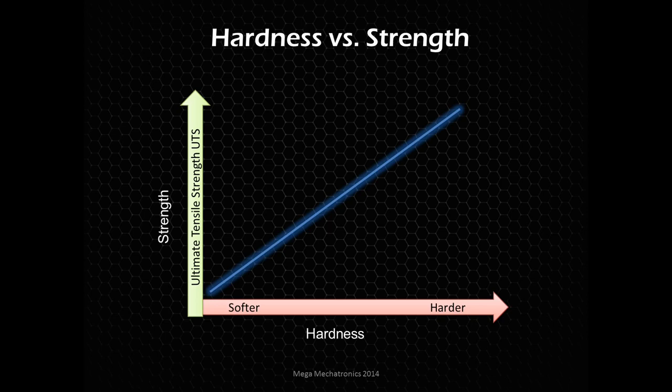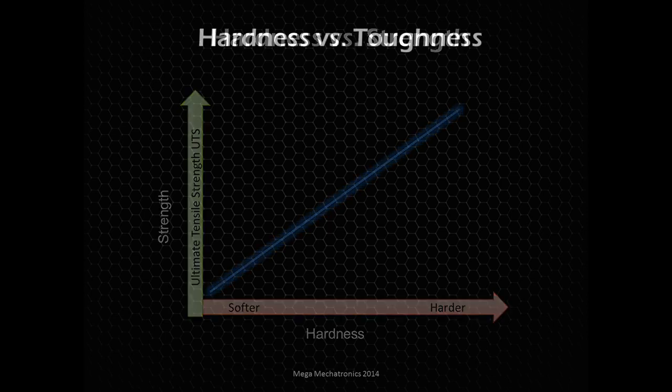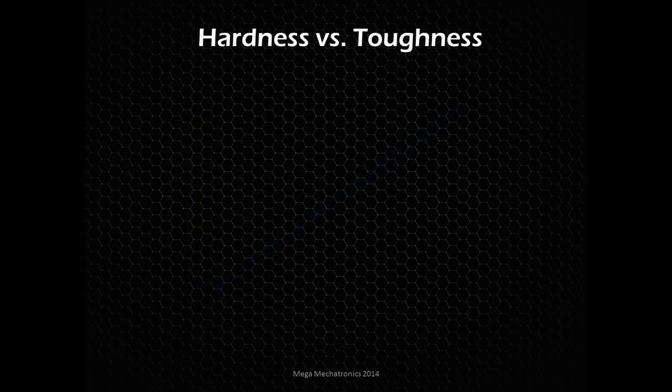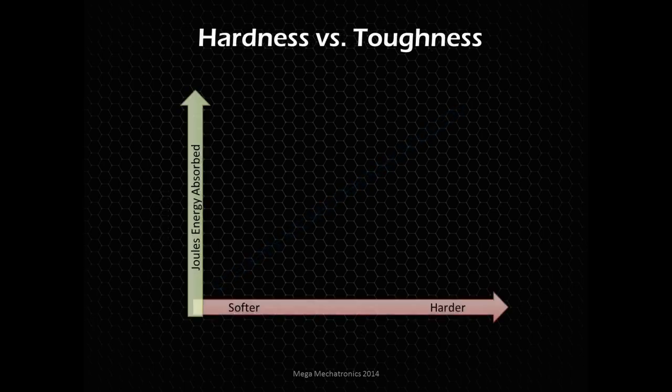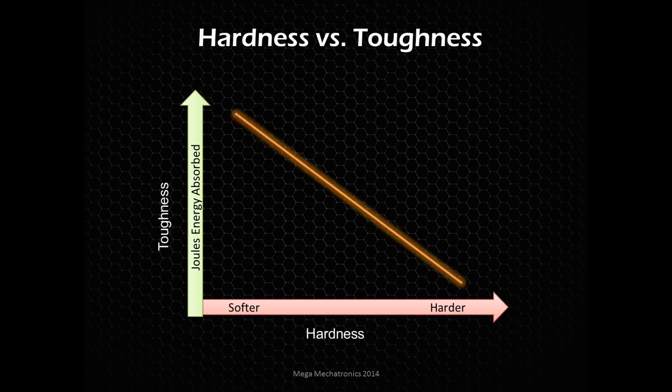And as well as hardness versus toughness. Same concept, joules of energy absorbed versus hardness. The harder it is, the more brittle and the less tough it's going to be in general. But again, it depends on the alloy.